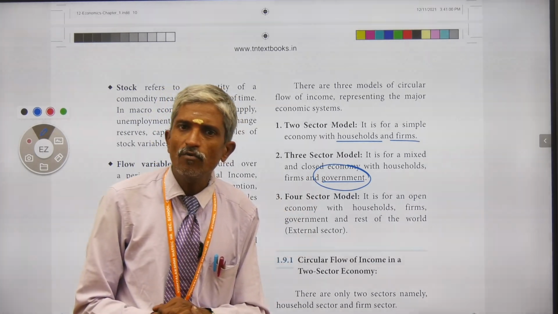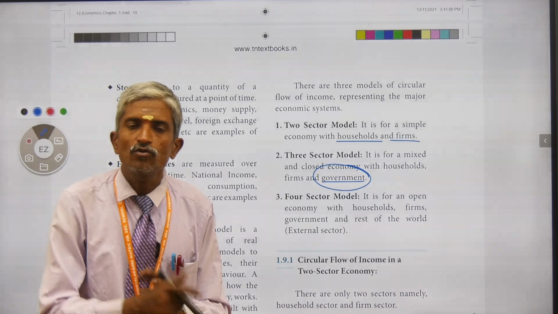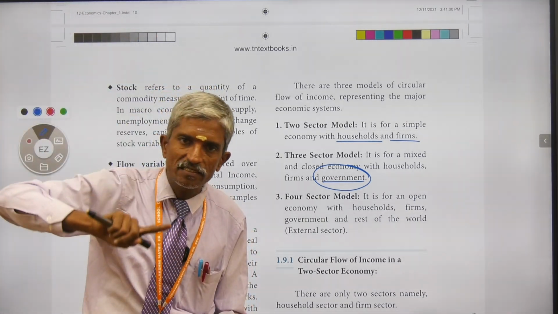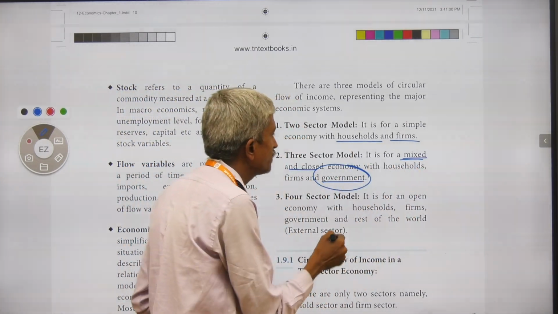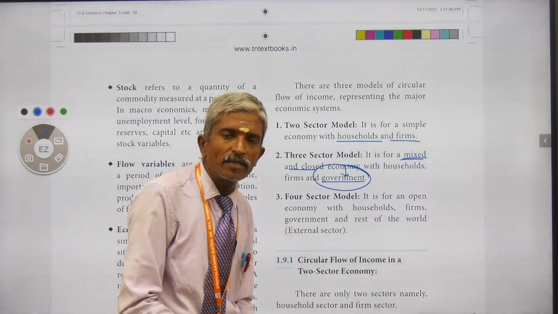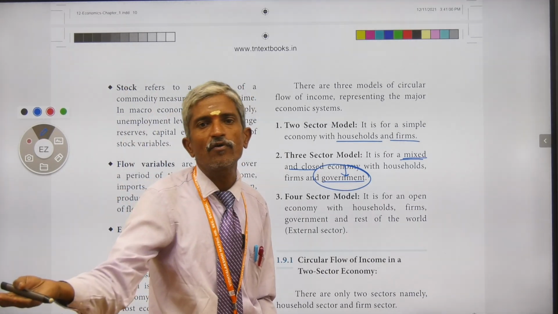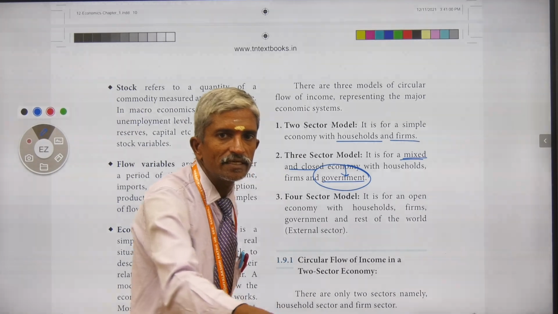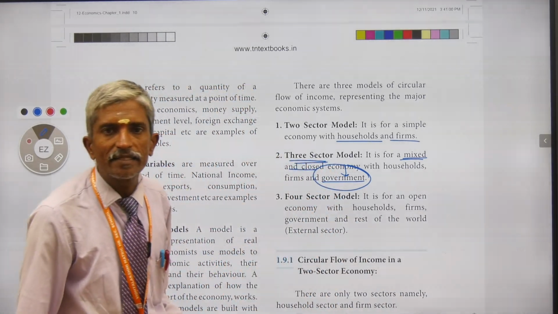Sir, does it have any more additional terms, sir? It is also called by 2 different names. The 3 sector model is also called mixed or closed. Mixed or closed. Why is it mixed? Government entered, so it is mixed. At the same time, it is said to be closed. Further, there will be no permission for other people to enter. Once the government has entered, then it is closed. So it is under 3 sector.